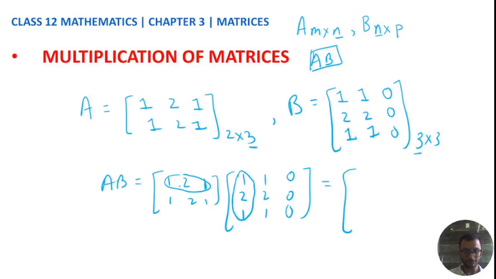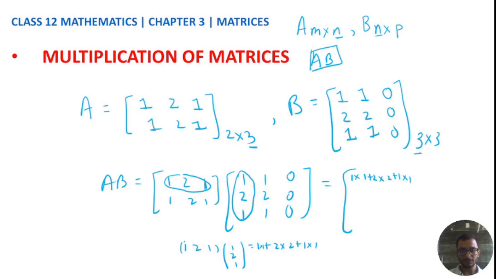In what sense you should multiply it? You should multiply it like this, that is 1 2 1 into 1 2 1. This will be 1 into 1 plus 2 into 2 plus 1 into 1. That will be your first element of AB. So it will be 1 into 1 plus 2 into 2 plus 1 into 1, that will be 1 plus 4 plus 1, 6. So it will be 6.